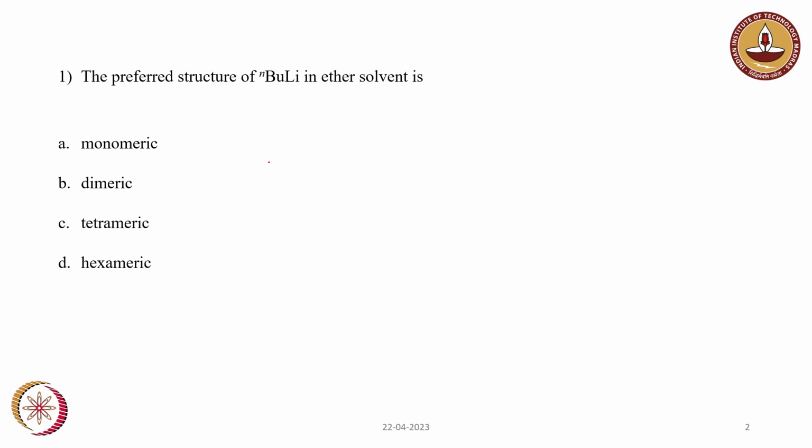So the preferred structure for n-butyl lithium is a tetramer, and the synthesis of n-butyl lithium is done by the following reaction. n-Butyl chloride reacted with lithium will give n-butyl lithium and LiCl. And the structure exists as a tetramer.